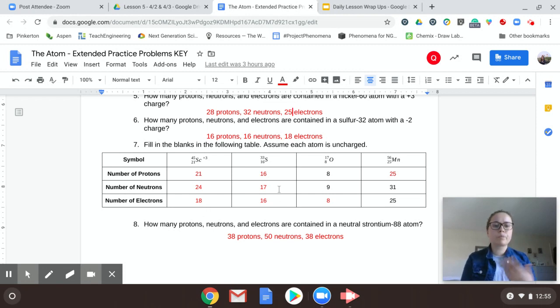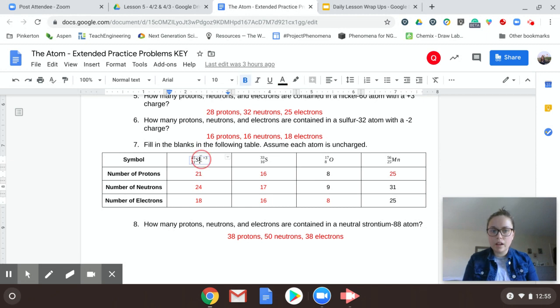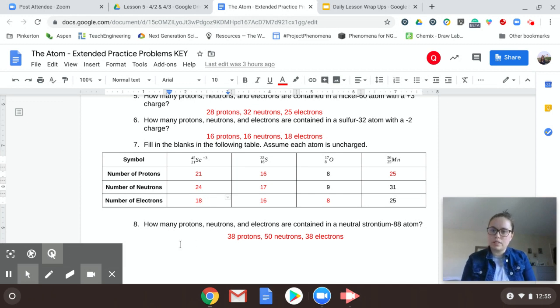Okay? One more thing I want to mention. If you look here, this is a plus 3 charge. Okay? So if we have anything with a plus 3 on it, like we have here, our number of protons and electrons should not be the same. All right? So those were just the few things that I noticed as I was going through your assignments.